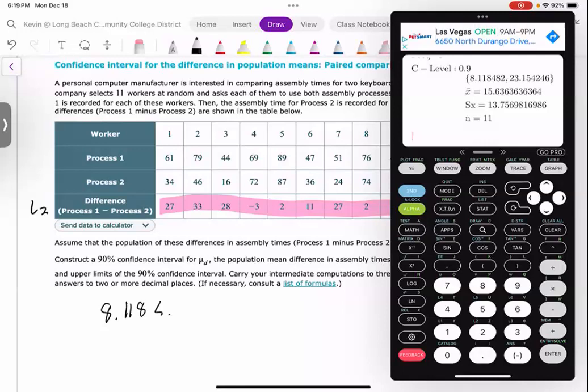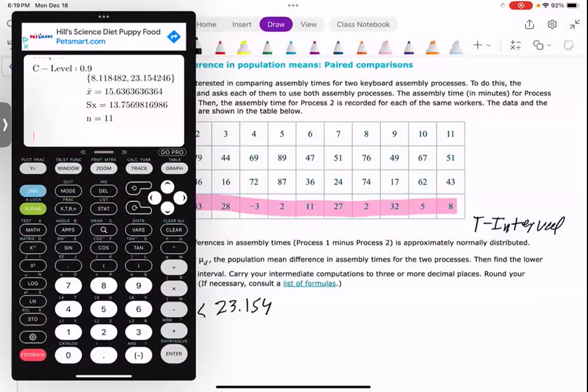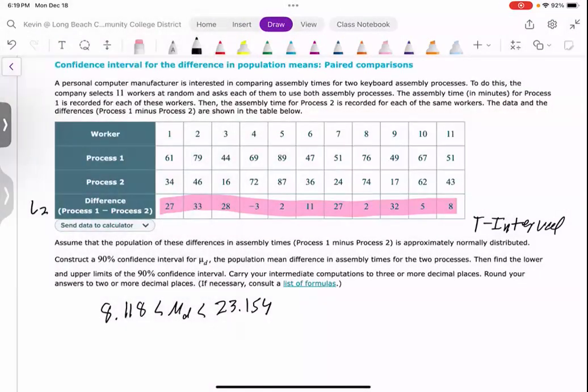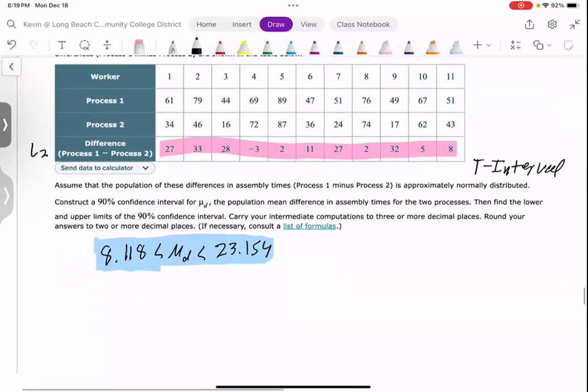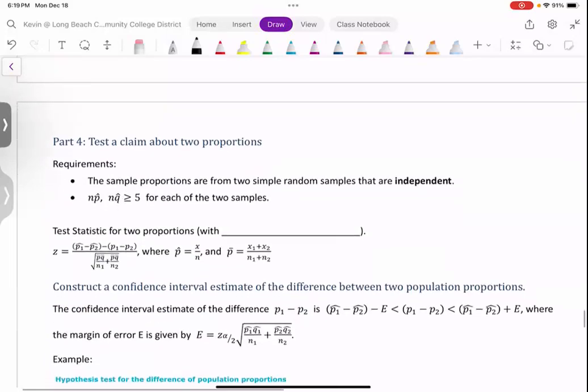8.118 up to 23.154. That is my 90% confidence interval. So we're 90% confident about that. Now you'll notice again, well, anyway, that is our conclusion there. So let us highlight that and then move on. The last section is the same, except we're going to be doing with a proportion instead of a mean.